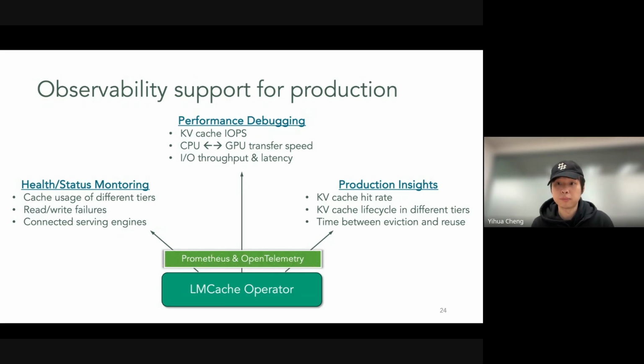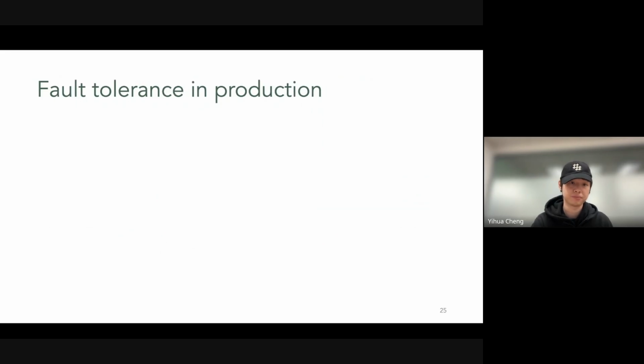And all those observability metrics will be exported via Prometheus and OpenTelemetry interface, very standard. If you have, for example, Grafana or Datadog, all those kinds of things, it can be directly plugged into your production system. Another very important thing in production is fault tolerance. Nobody wants their service being down just because of 1 or 2 runtime errors in some of the modules in the system.